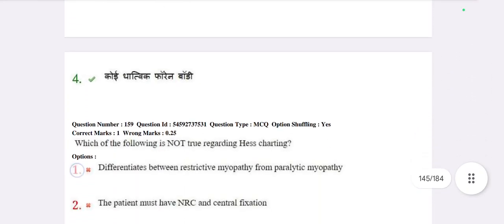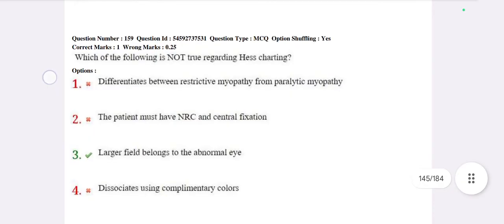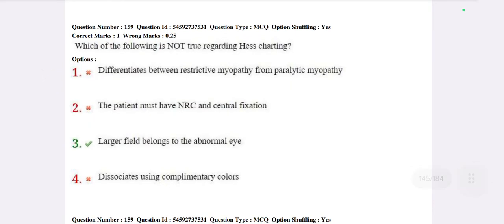Next question is which of the following is not true regarding Hess charting? Correct answer is larger field belongs to the abnormal eye.